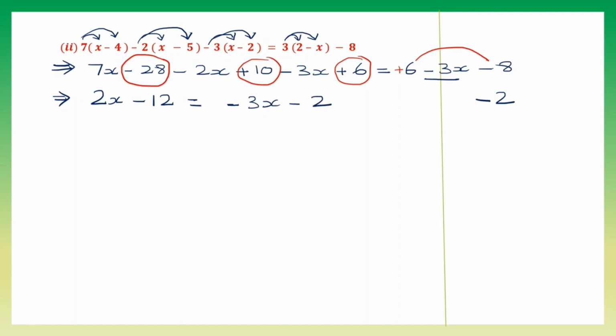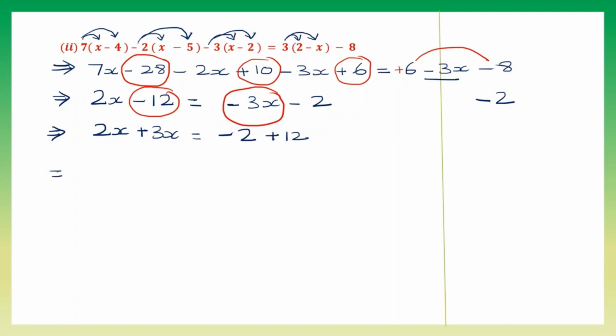Now let's get all the x terms to the left hand side. So I already have 2x here. I'm going to transpose this minus 3x to the left hand side. It becomes plus 3x. On the right hand side, I already have minus 2. Now I'm going to transpose this minus 12 to the other side. That will become plus 12. So now 2x plus 3x, 2 plus 3 is 5. So that's 5x is equal to, now here we have minus 2 plus 12. Signs are different. So put the sign of the bigger number and subtract. 12 minus 2 is 10. So 5x is equal to 10.